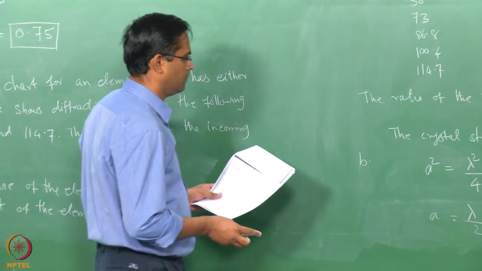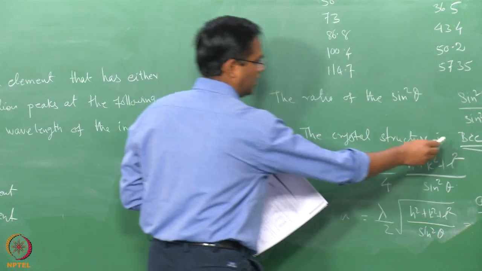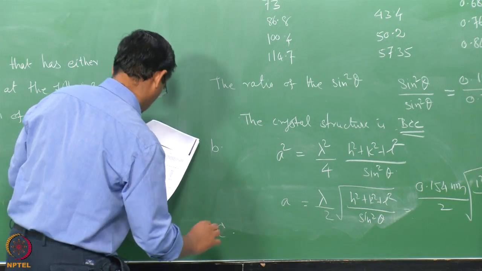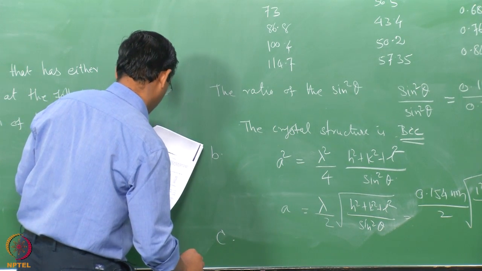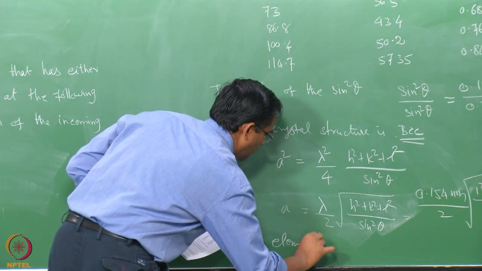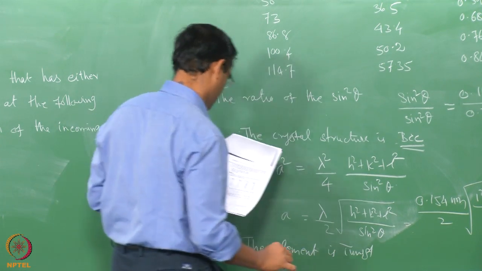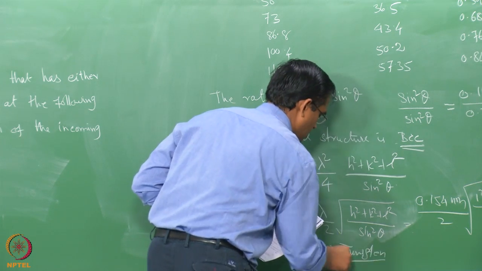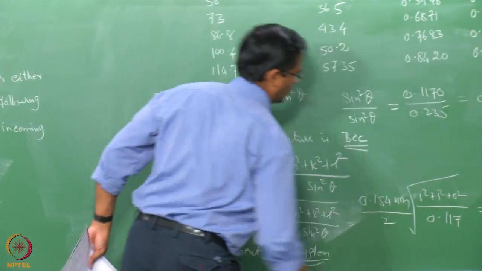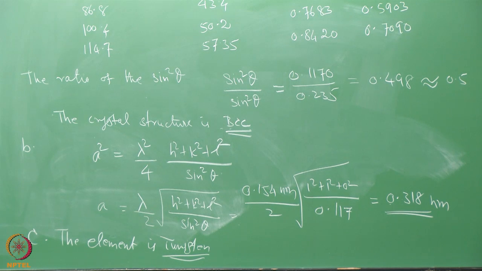So, since the lattice constant is 0.318 nanometer and it has the BCC structure, from the table we can also find out the element is tungsten. In the handbook you can find out the element is tungsten. That is, from this crystal structure as well as the lattice constant value, we can find out the element from the handbook or a reference table.